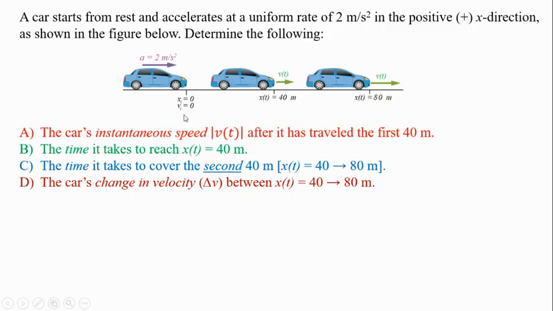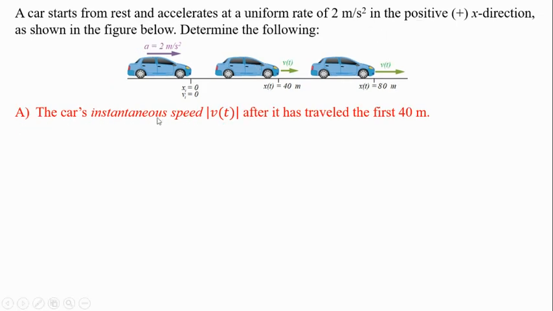So here we have a car that starts at rest, and there are two different positions given to you in the diagram. The first position is 40 meters, the second position is 80 meters, and the acceleration is constant, or in this case, uniform. All right, so let's knock out part A.